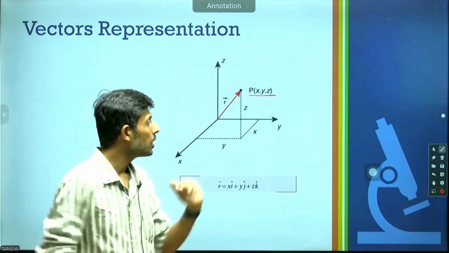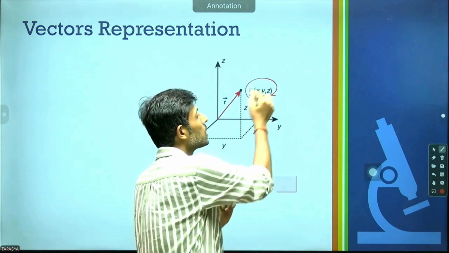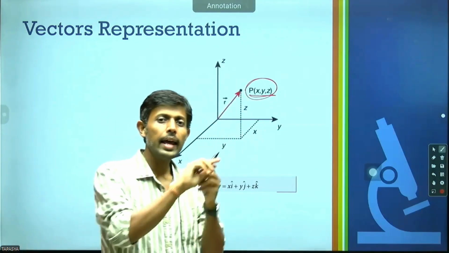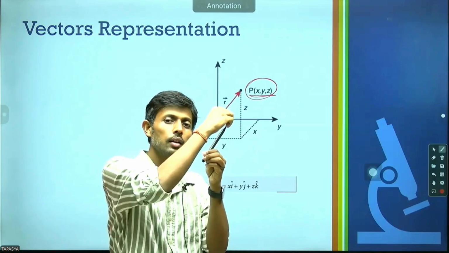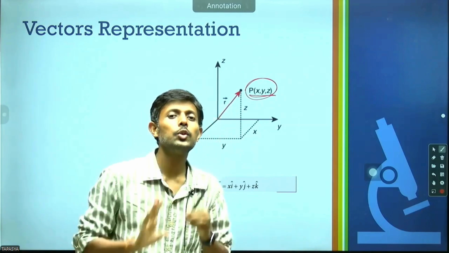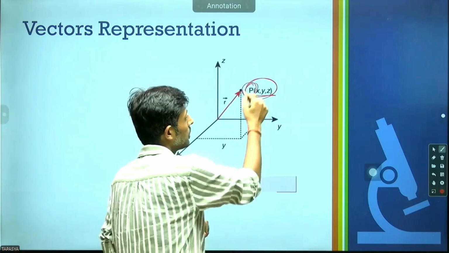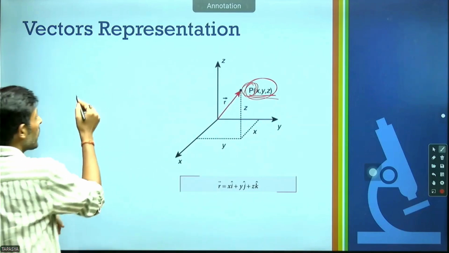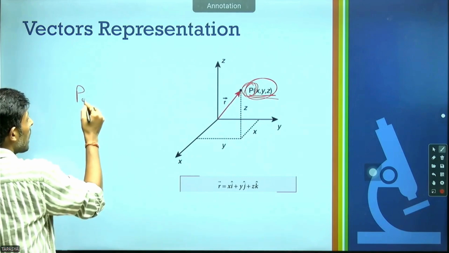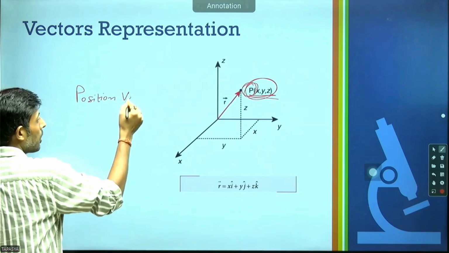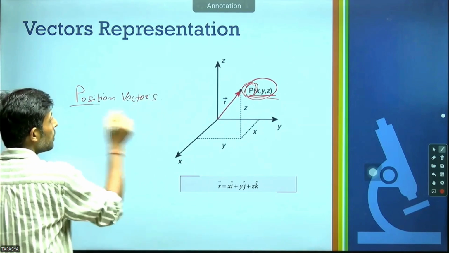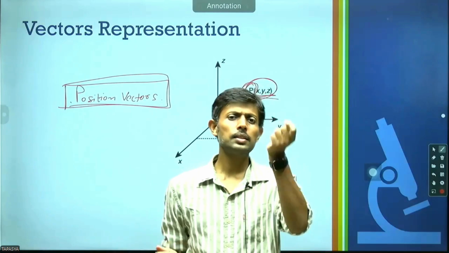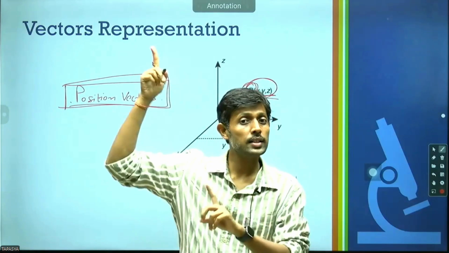Now, there is another way to point out the location of a point, which is using vectors. Just draw an arrow from the origin to that point, and that arrow will tell you where your point P is. So vectors are also a way of locating points. Such vectors that help us locate the position of points or objects are called position vectors. This is the most fundamental vector in kinematics. What does it do? It simply indicates the position of a point, just like XYZ coordinates used to do.